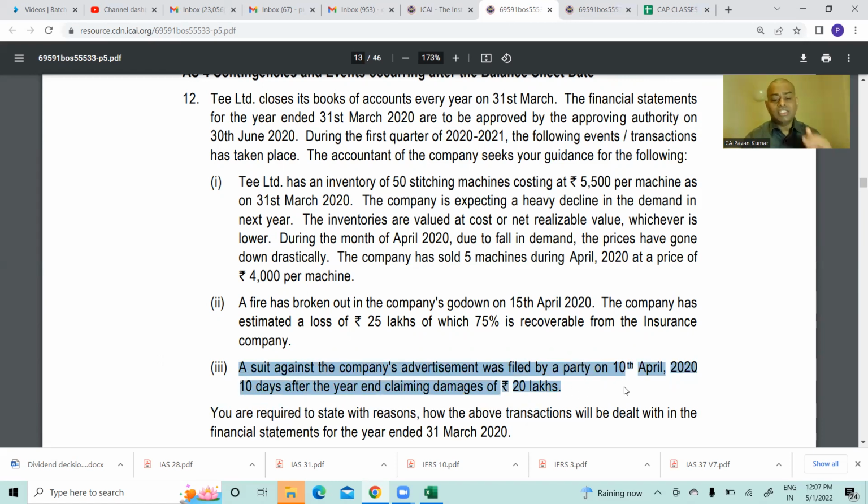It should be non-adjusting because on the date of balance sheet, there is no condition existing. When it is adjusting event, tell me. If it is giving you an additional evidence of a condition existing on the balance sheet date. So if court case is already existing before 31st March and judgment came on 10th April, then it will be adjusting event. This should be non-adjusting event.